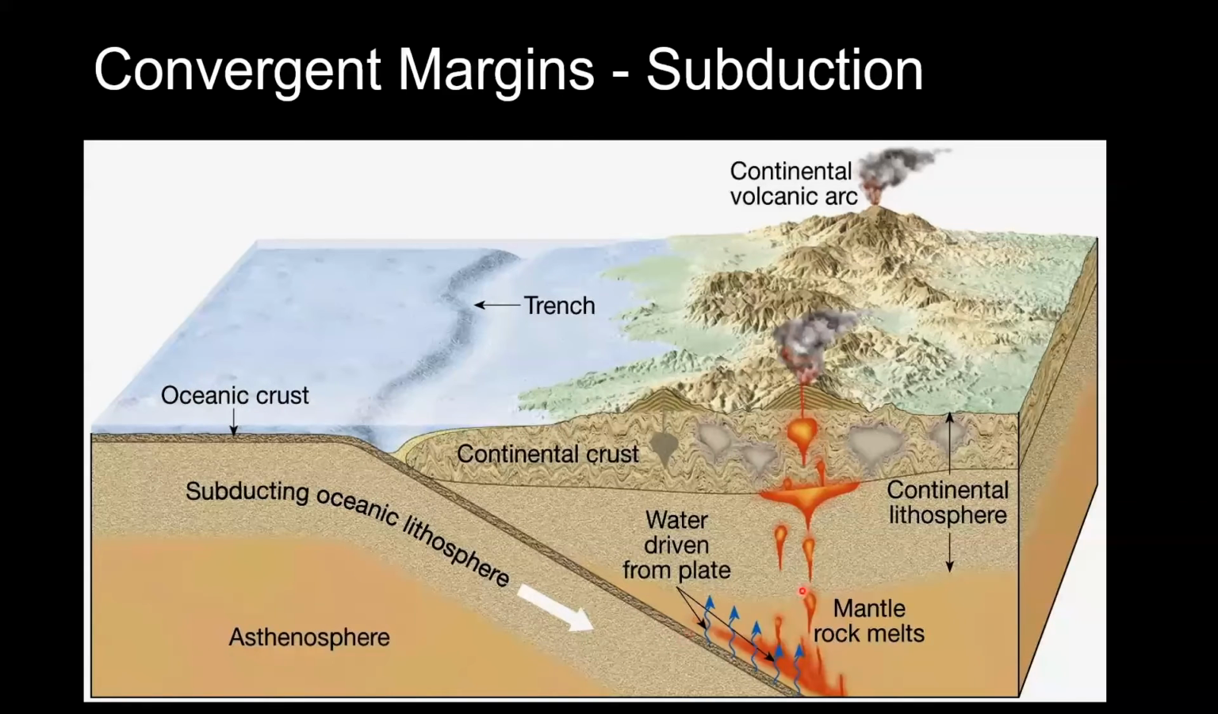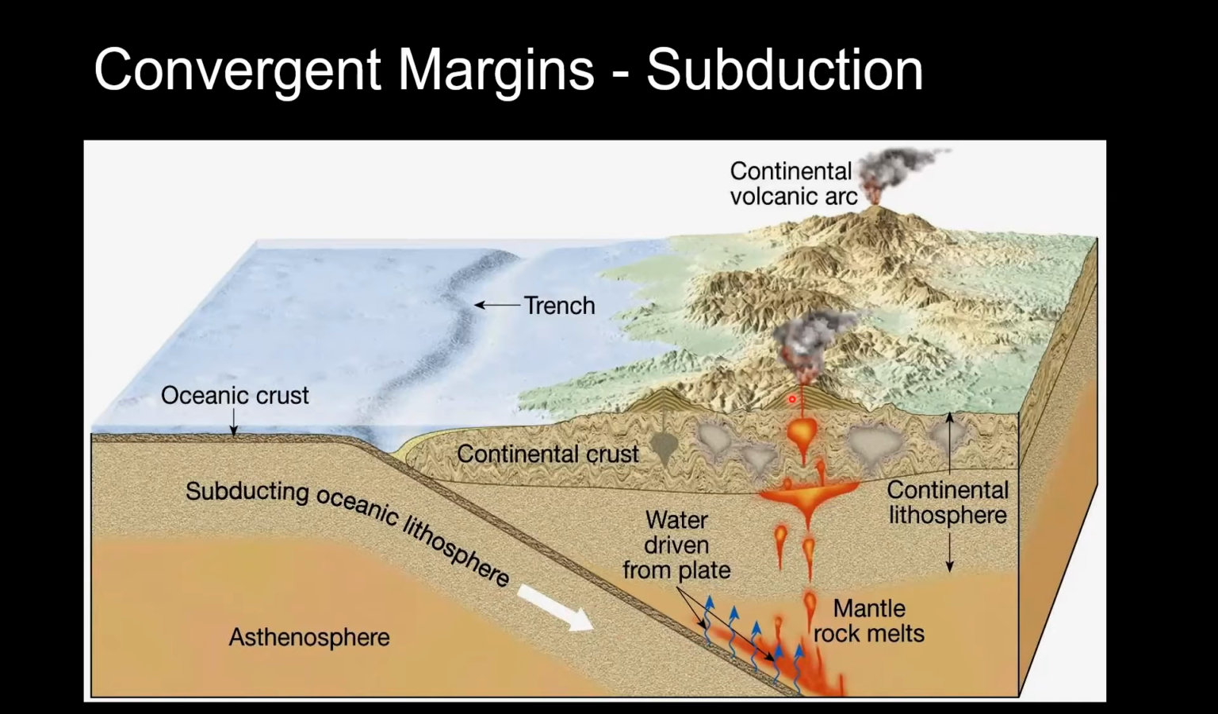And this produces a bunch of really important processes. It's actually where some of the world's major hazards take place. There are fluids coming off of this subducting slab, as we call it, that cause melt in the mantle, that causes some of the world's most dangerous volcanoes.